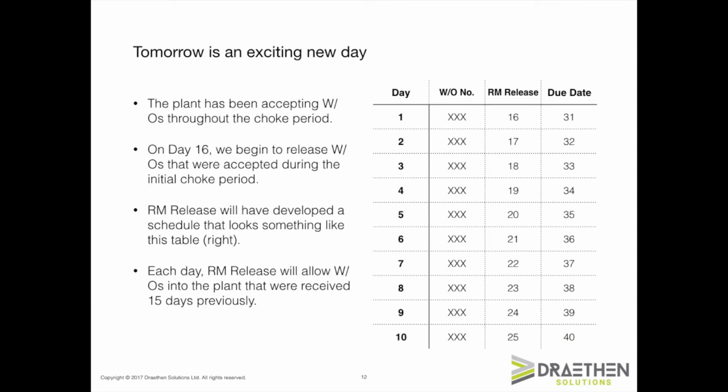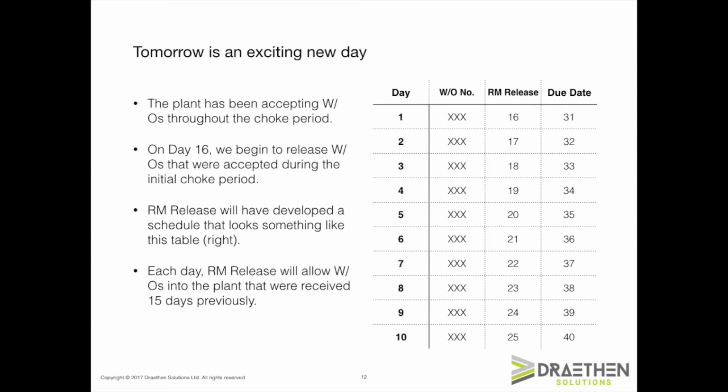As you'll no doubt remember, tomorrow is the day the initial choke period ends. Since day 1, we have been accepting customer orders and using the formula today's date plus the quoted lead time equals the due date to give customers a shipping date. We've also been adding accepted orders to the raw material release schedule using the formula due date minus the production lead time equals release date.